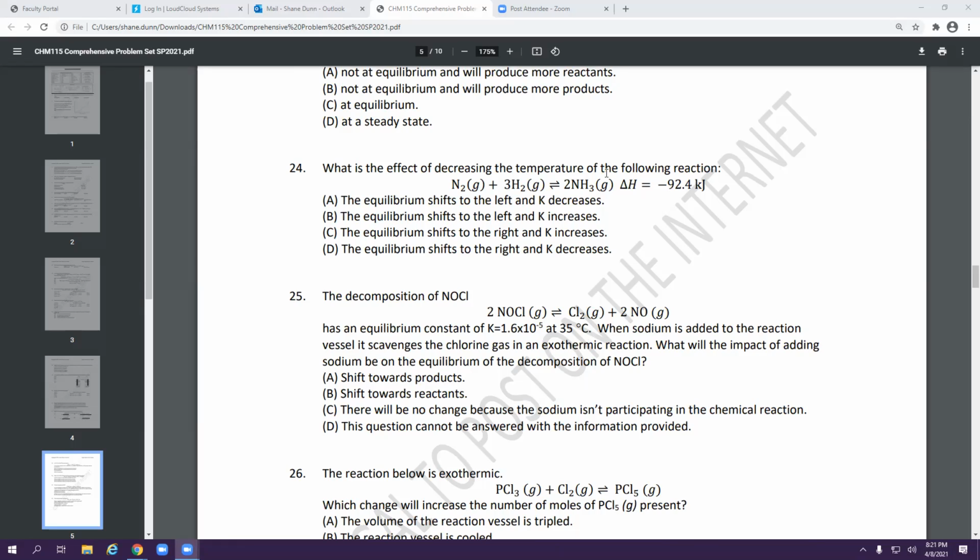So 25, what's going on here? We're on 24? Okay, we're on 24.